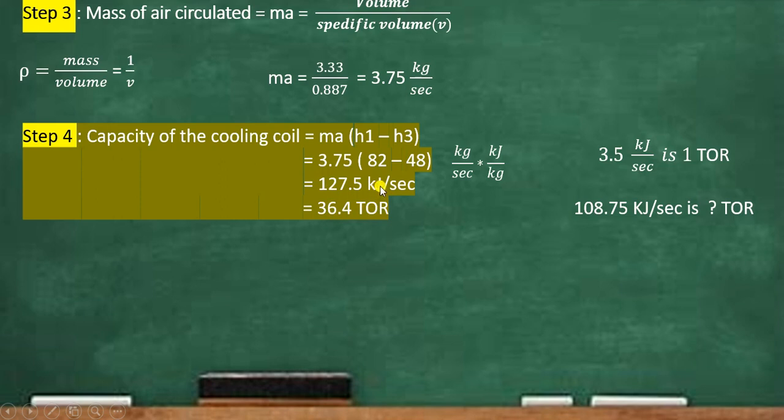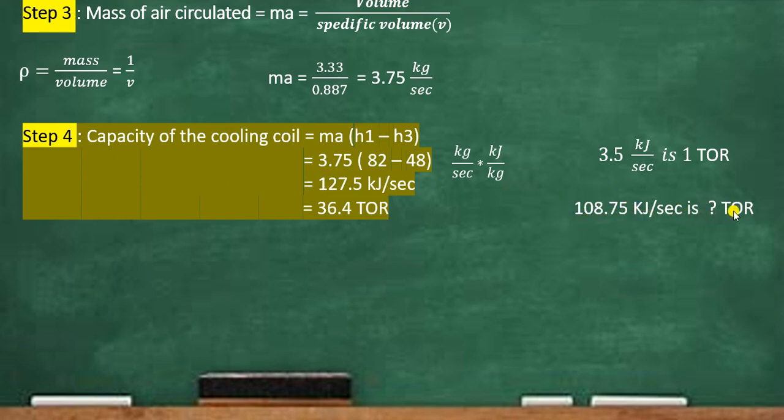So to convert kilojoule per second to ton of refrigeration, you need to remember this correlation. 3.5 kilojoule per second or 3.5 kilowatt, since joule per second is watt, is 1 ton of refrigeration. So how much did we get? 127.5. So this much value of kilojoule per second is how much ton of refrigeration.